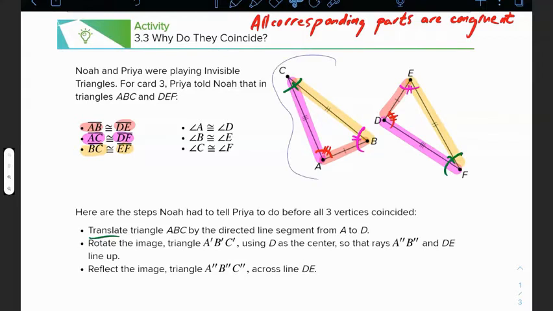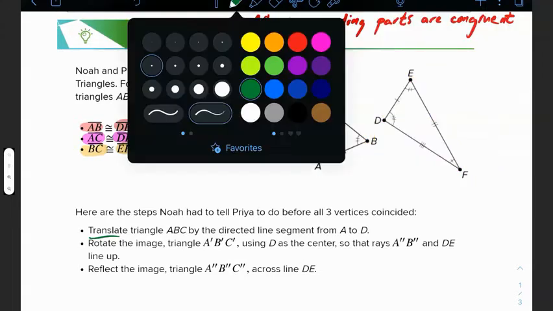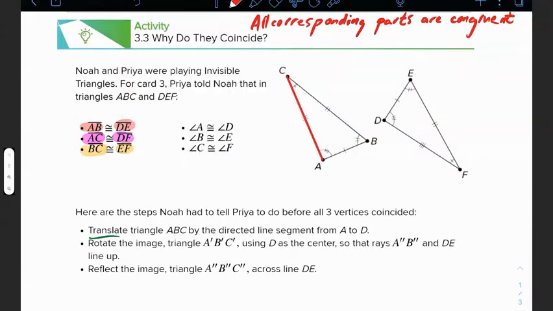So I'll tell you what, let me clean up our screen here. I'm going to trace over our figure. And the reason is because we're going to do a sequence of transformations, and we're going to see if the figure maps perfectly onto DEF. So first things first, translate. We're translating triangle ABC by the direct line from A to D. So hopefully you're paying close attention. Translating up from where point A maps onto point D. Okay, so A maps onto D.